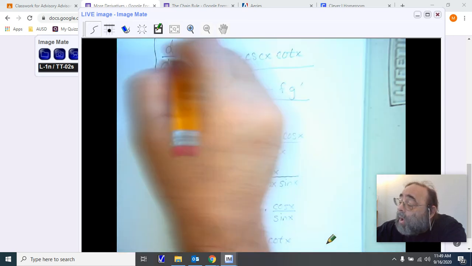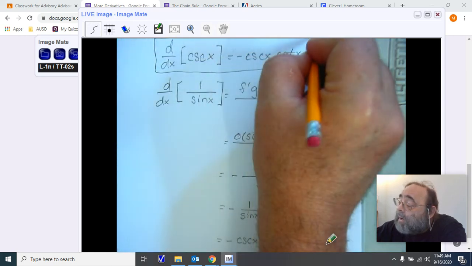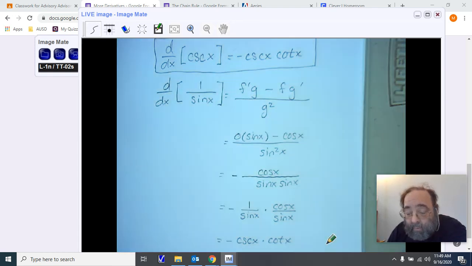What's interesting is that all of the transcendental functions that started with a c were negative. The cosecant, the cosine, and the cotangent.